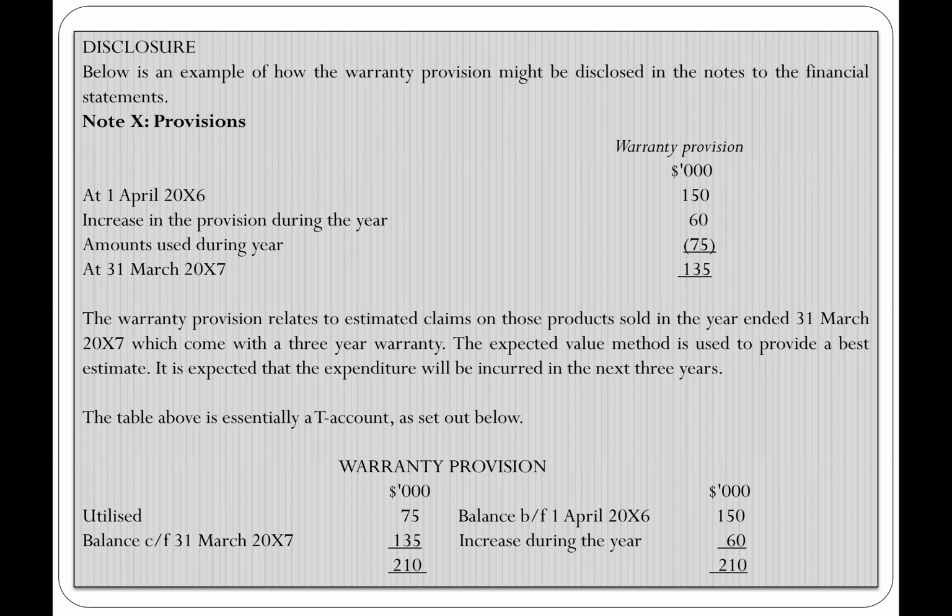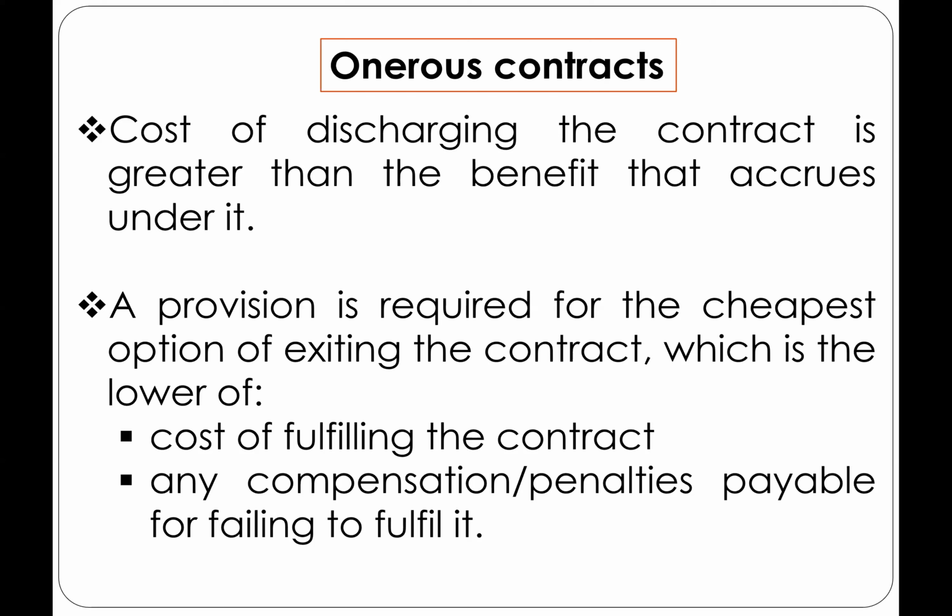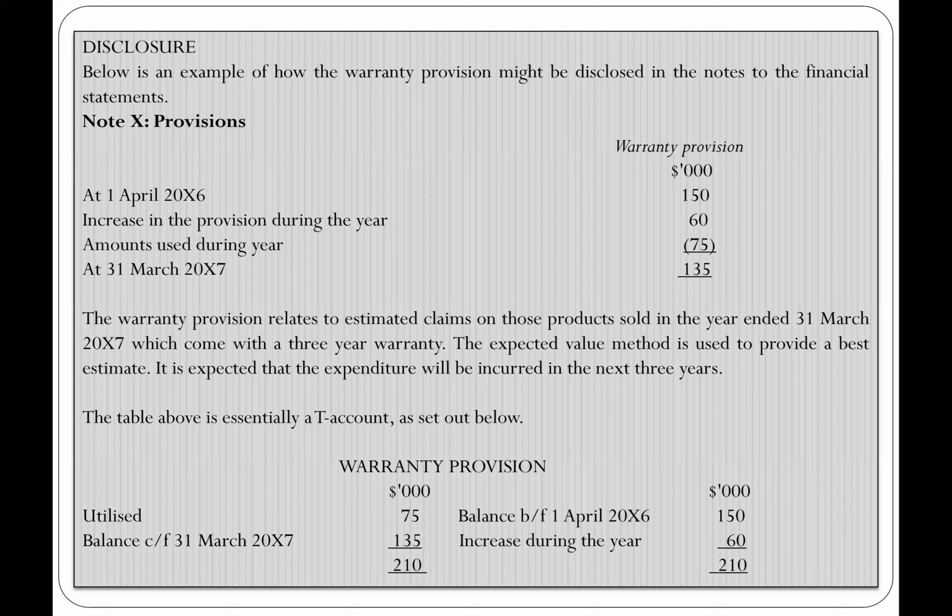Then the table above is essentially a T account. You are not going to be putting this T account. This is simply for illustration. So your disclosure note starts from where it's written, note X, the provision, up to the paragraph where you're explaining what the provision is all about. Then that's basically it. So this T account is just for illustration, you do not put it in a T account format. So that's basically how we then disclose a provision in the notes to financial statements.